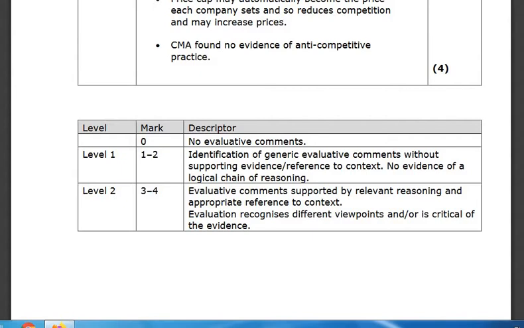So if you just say, it depends on the extent, or there could be a time lag, but you don't explain why there could be a time lag, and what you're saying doesn't really make too much sense in relation to the extracts, then it's generic and you'll be in level 1. Generic basically means it can apply in all situations.